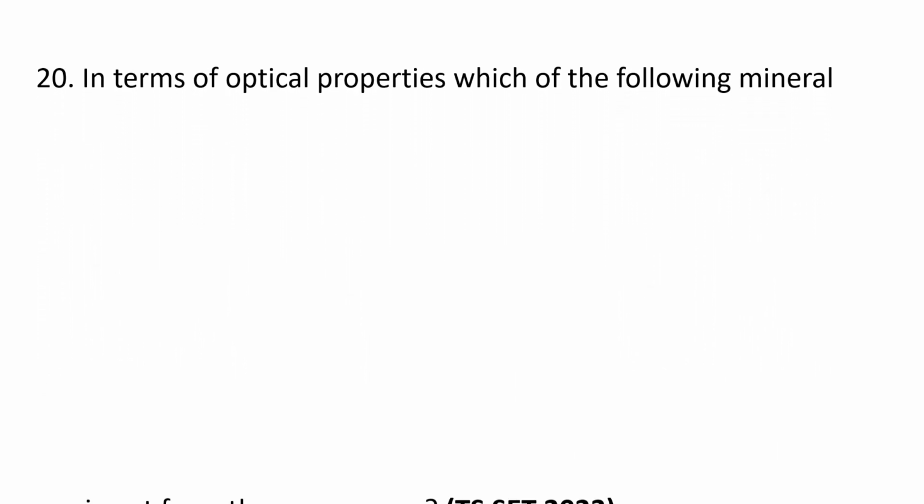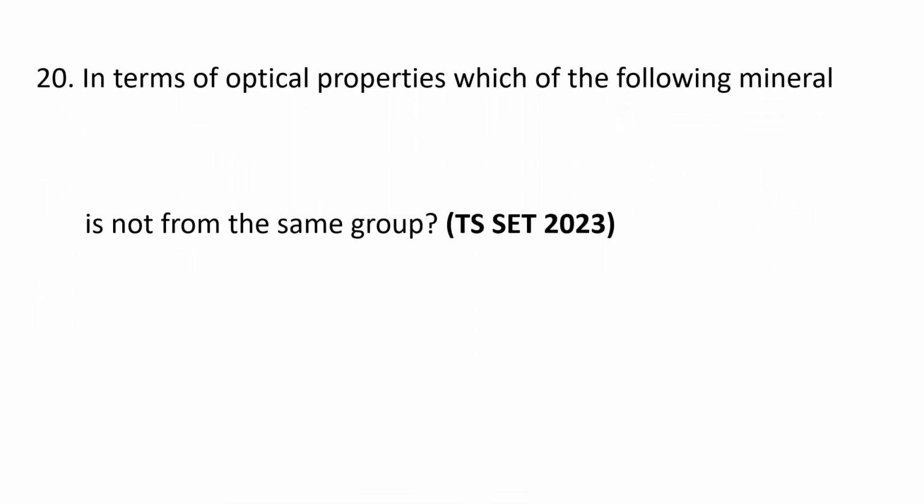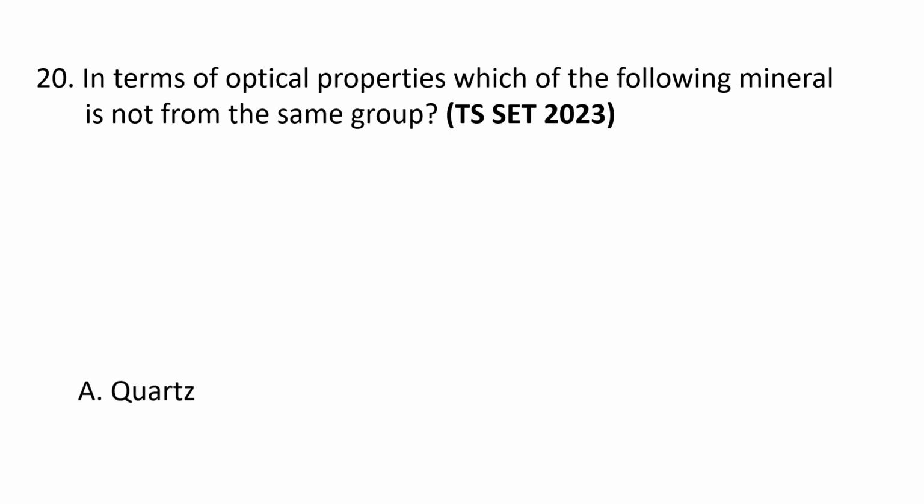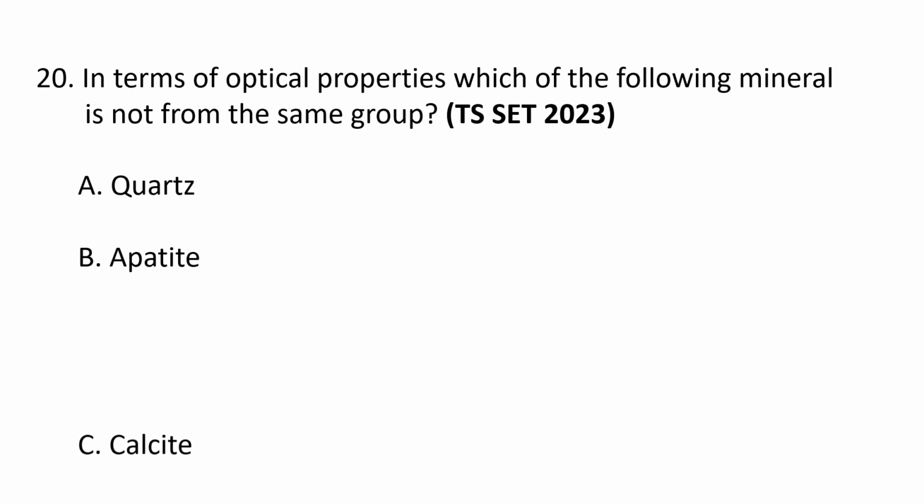Next question. In terms of optical properties, which of the following minerals is not from the same group? That means with regard to the optical properties, which of the following minerals is different? So A, quartz, B, apatite, C, calcite, and D, biotite. So the correct option is D, biotite.